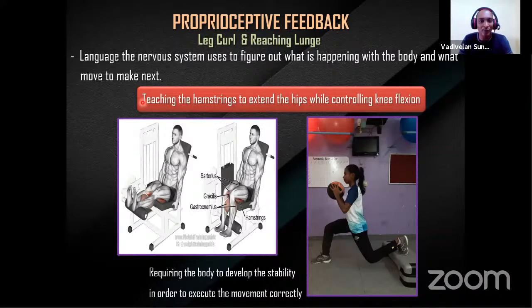Here, I want to quote this point, so just remember it. When you train, you may wonder how much functional training is going to help the athlete. This is the point. In the lunges, we are teaching the hamstring to extend the hip while controlling the knee flexion. I repeat once again, we are teaching the hamstring to extend. As we know, the hamstring is mainly the prime mover of knee flexion, and it also assists hip extension. So don't forget this.